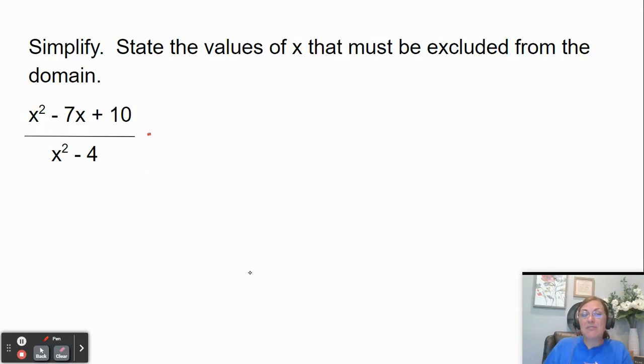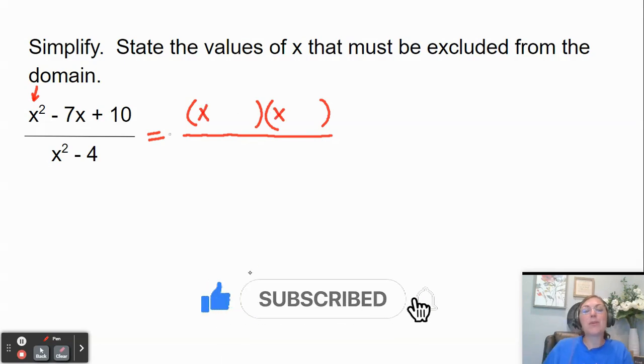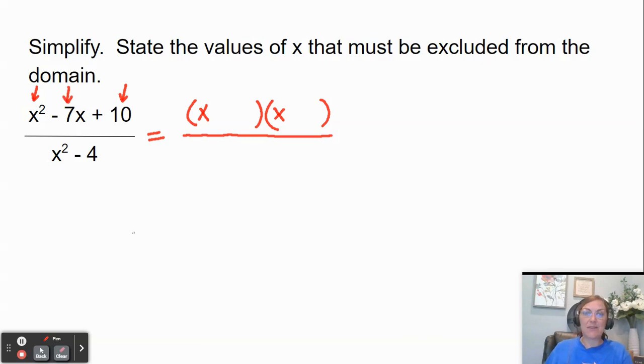And the thing we need to do is to factor first. So we're going to take the top and factor into two parentheses. So we ask ourselves first, what multiplies to give me x to the second? That's x and x. Notice I put them in the first position in both parentheses. Then I ask myself, what multiplies to give me positive 10, but adds to give me negative 7? That is negative 2 and negative 5.